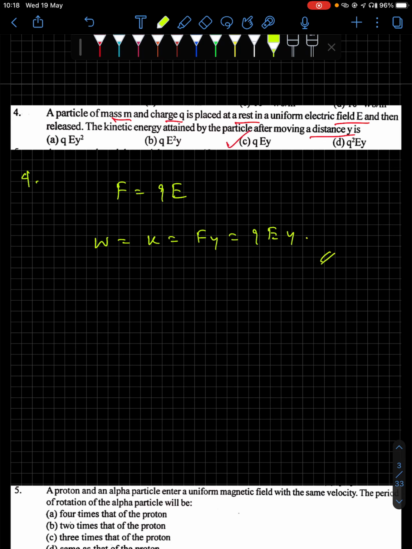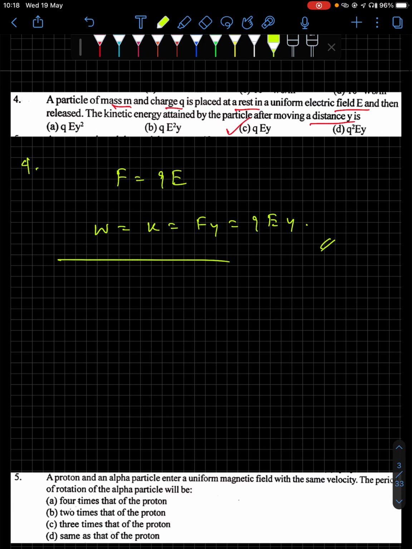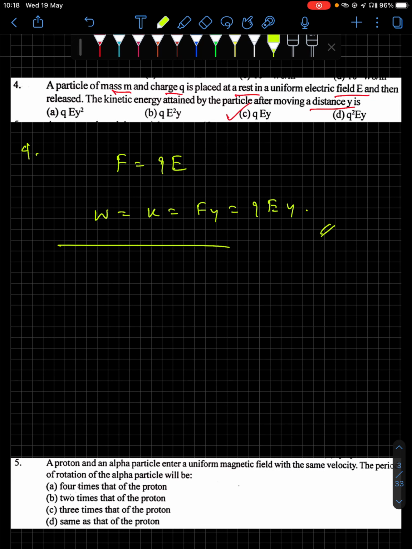Now this same question can be projected in a different manner also. In case you have time and mass in the options, then we'll have to do it in a different manner. In that case, look, force is qE, and the charged particle has come to motion from rest, therefore definitely it has some acceleration. So acceleration, from the relation F equal to ma, we can write down a equal to F by m. Now since this acceleration is due to electric force, therefore you can write down this relation as qE by m.